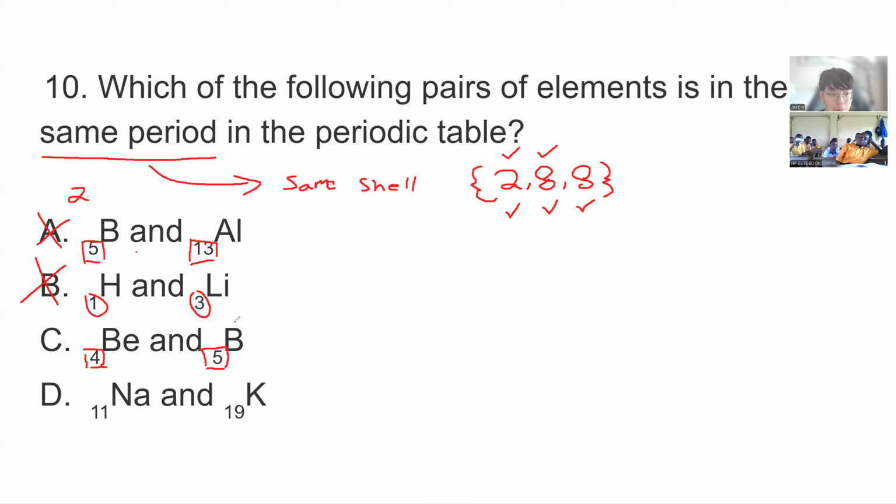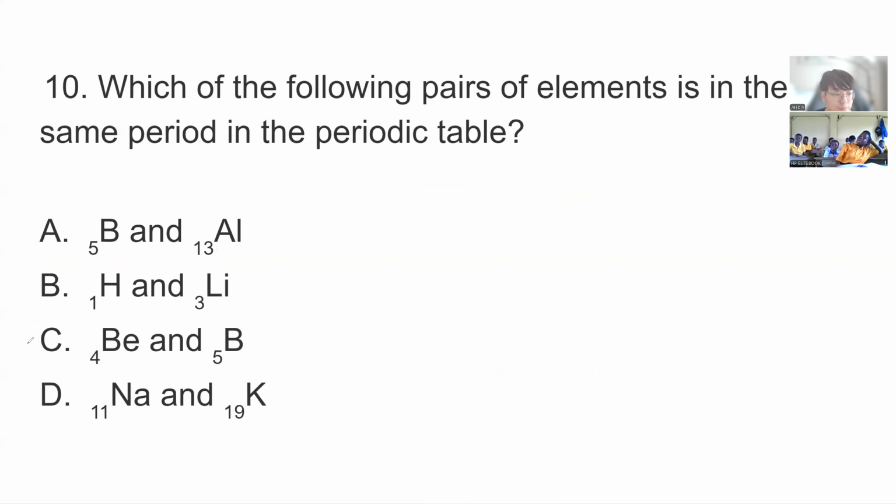For beryllium and boron, though, we have filling out the first shell, yes. Filling out partly the second shell, yes, for beryllium and boron. So C is correct. And we can also see that 11 and 19 are in different shells, and therefore the different period. That is how we get to the answer.